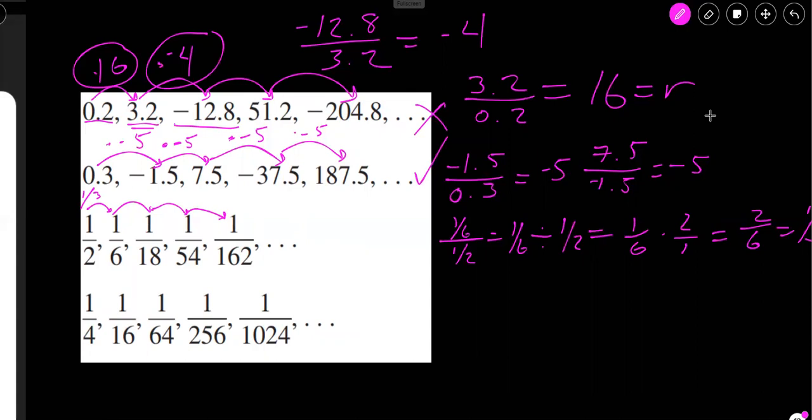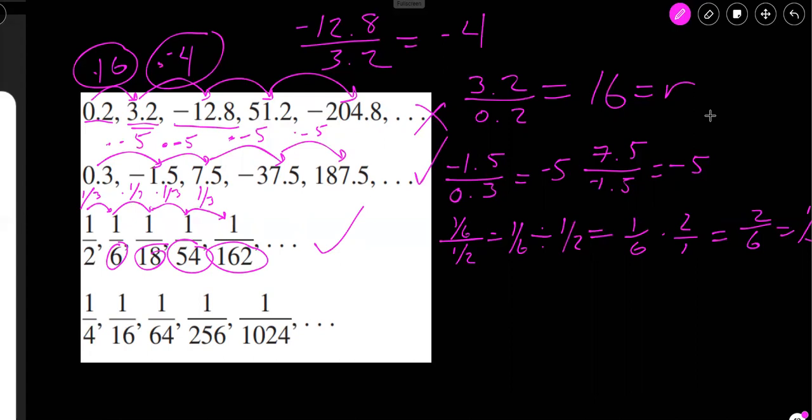Then I can test this again. If I multiply by 1/3 again, this 6 is going to be multiplied by 3, and that's going to give me 18. So it looks like it holds. And if I test it again and again, 18 times 3 will give me 54, and 54 times 3 will give me 162. So again, this is a geometric sequence.